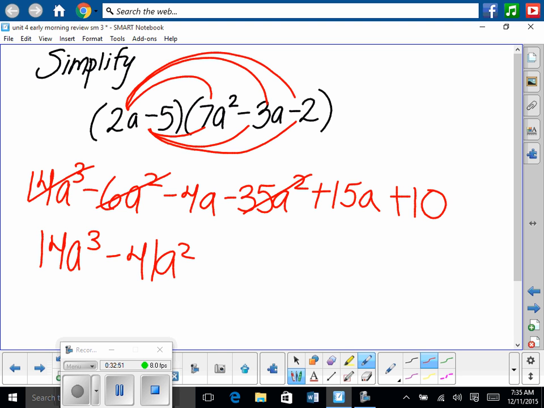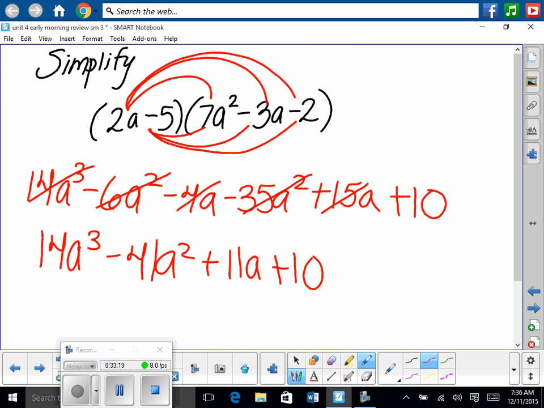Negative 4a plus 15a is positive 11a. Sorry, did I say 5a's? Positive 15a minus 4a is positive 11a, and then plus 10. See that? Questions? Have we done multiplying and dividing fractions yet? You mean polynomials? Nope, that's about where we're at.